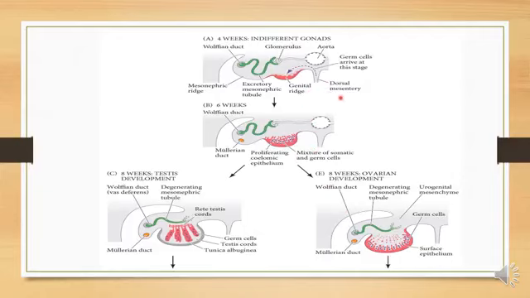You can see in this image the germ cells migrate along the dorsal mesentery of the hindgut and reach the genital ridge. Later, the epithelial cells proliferate, forming the primitive sex cords and then the testis cords or medullary cords.